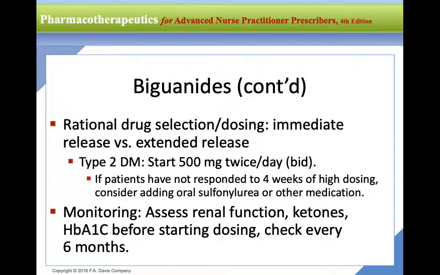So here's another slide talking about that. You can do immediate or extended release. Extended release is a lot easier on the stomach, and you want to start them at a very low dose and titrate them up slowly. It says here 500 twice a day. I would even start them at 500 once a day and go up very slowly in 500 milligram increments.